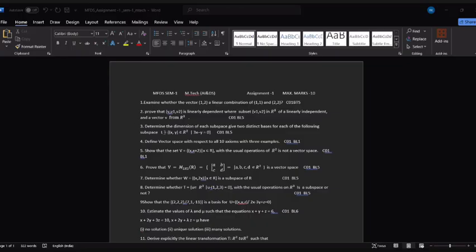Like how we need to prove here. See, they are telling that prove that V1, V2 is linearly dependent when V1, V2 is already independent. When you have vectors which are linearly independent, by introducing a new vector in it, it may or may not be linearly independent. So what you will do, you will take the standard basis of R2. Okay, we'll do one thing.